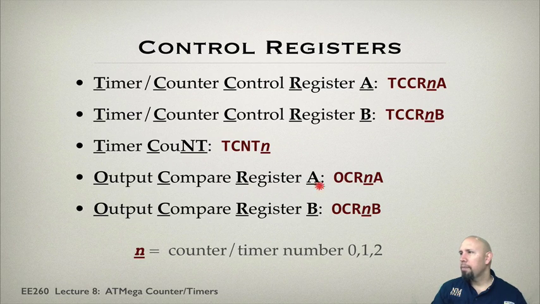There's also the output compare register. We're going to talk about what this means for both channels A and B for each timer. So these are registers that we have, and then you also have some pins associated with each timer counter that are at the output of these timers counters.